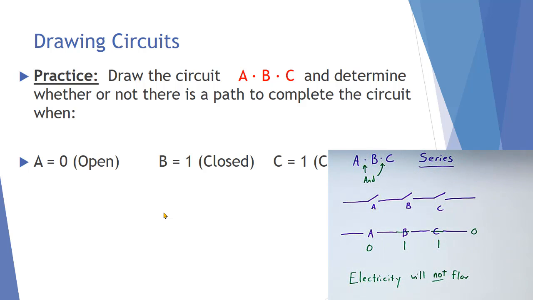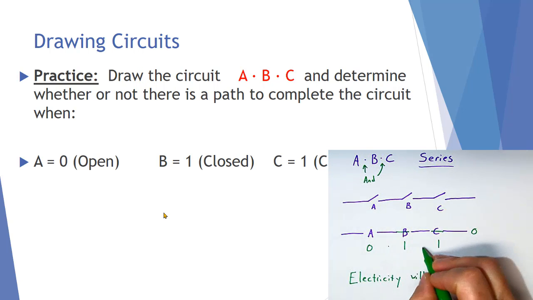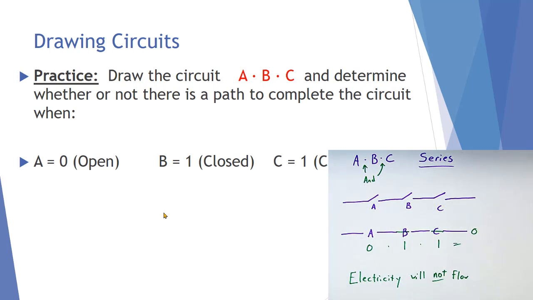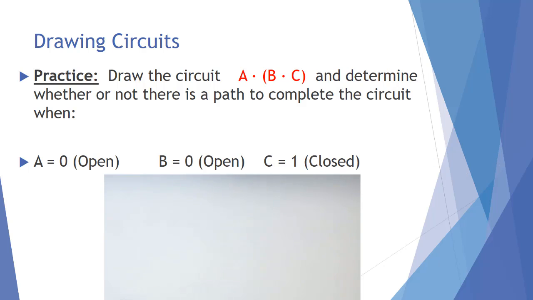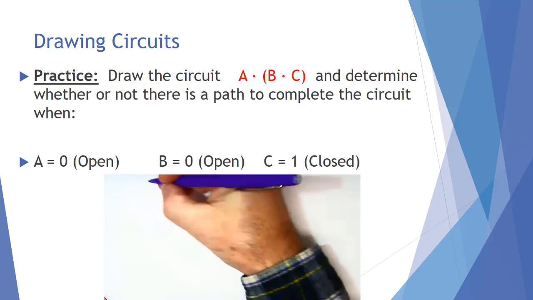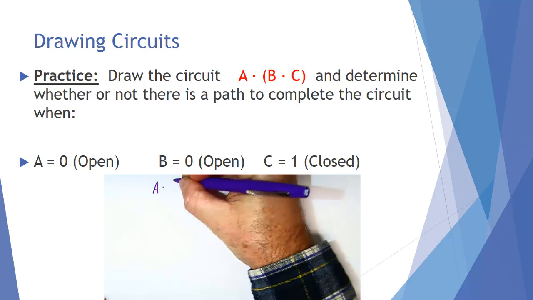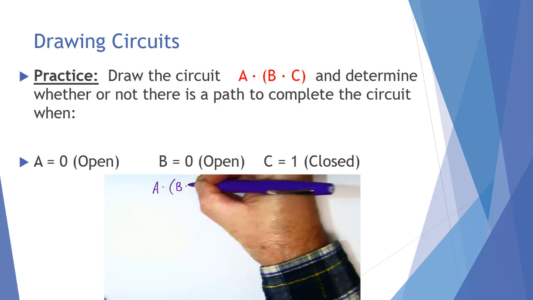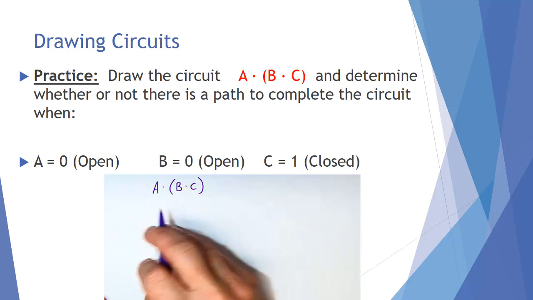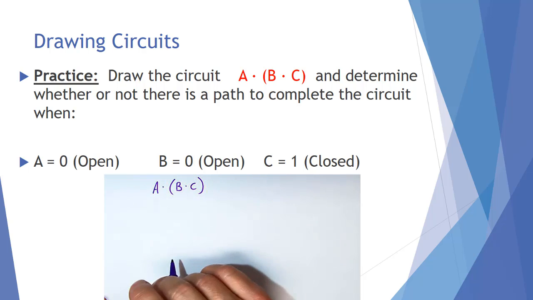We have no flow, which makes sense because 0 times 1 times 1 in Boolean algebra is 0. So what if you put parentheses around the B and C? So we have A and parentheses B and C, or in other words, A times (B times C).